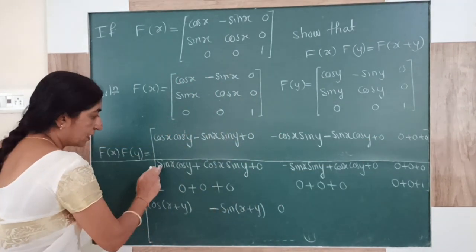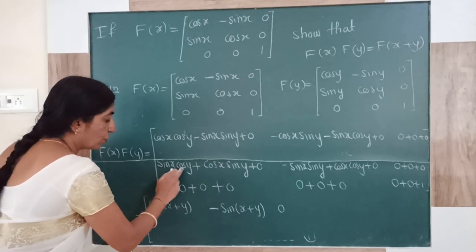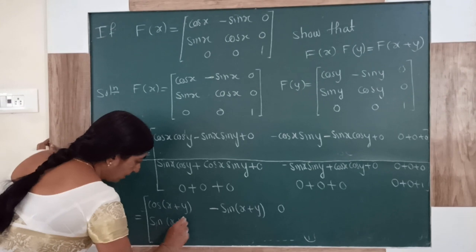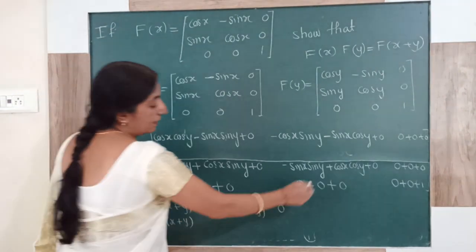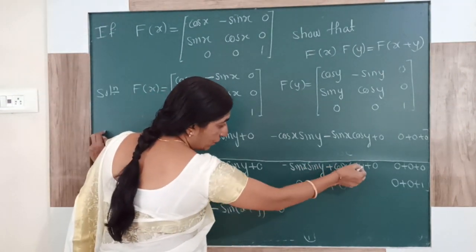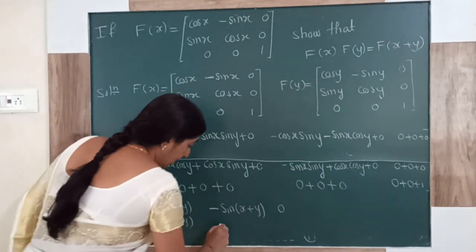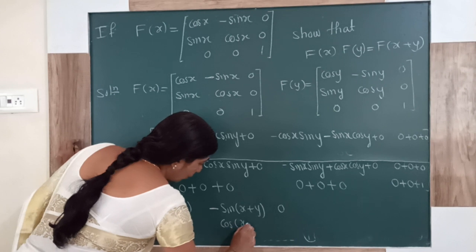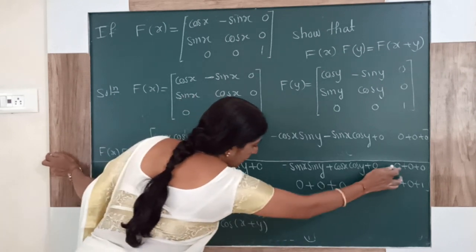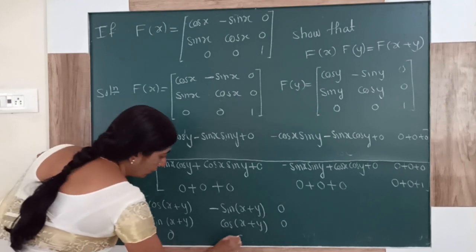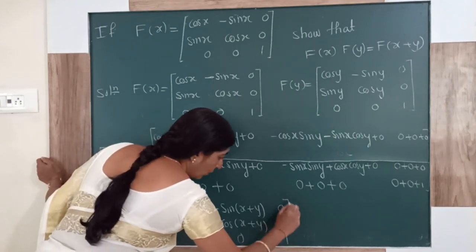Come to the next one. It is in the form of sin x into cos y plus cos x into sin y, that is sin of x plus y. Here note this: first take positive, cos x into cos y minus sin x into sin y, this will be cos of x plus y. This is 0. See the next one, this is 0. This one is 0. The next one is 1.